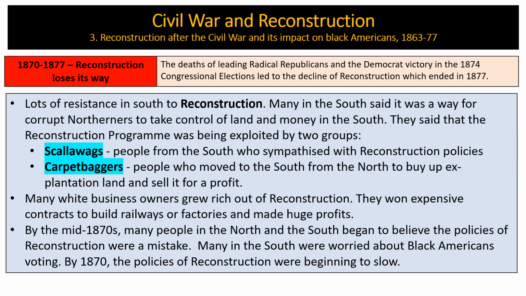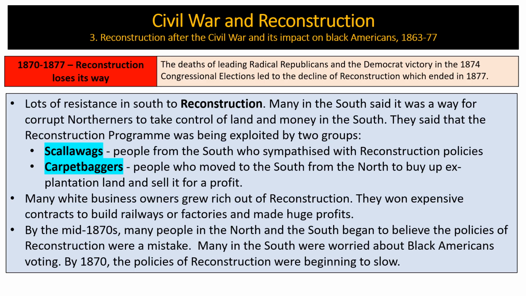Now, there was lots of resistance in the South to Reconstruction. Many in the South said it was a way for corrupt Northerners to take control of land and money in the South. They said the Reconstruction program was being exploited by two groups, one called the Scalawags, which were people from the South who sympathised with Reconstruction policies, and one was the idea of carpetbaggers, people who moved to the South from the North to buy up ex-plantation land and sell it for profit. Their name came from the type of luggage they brought with them.